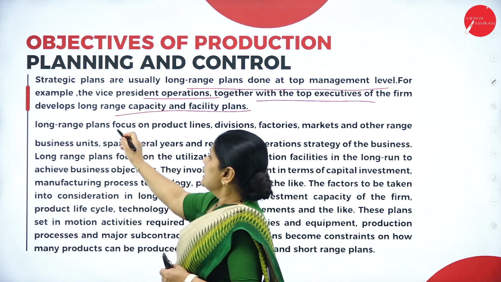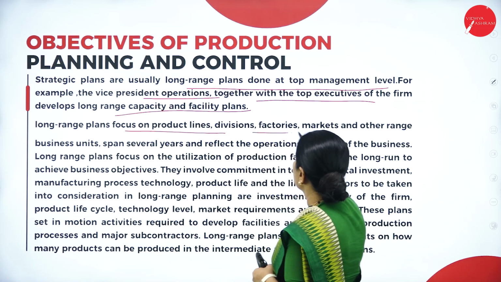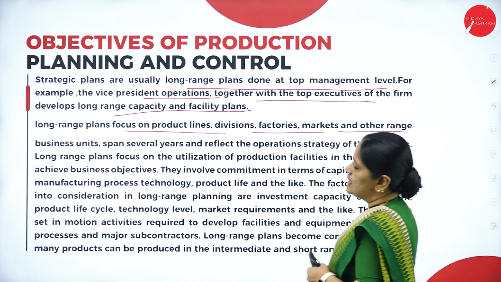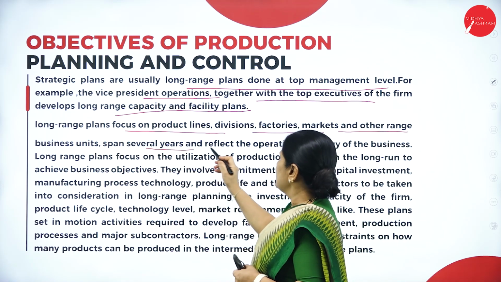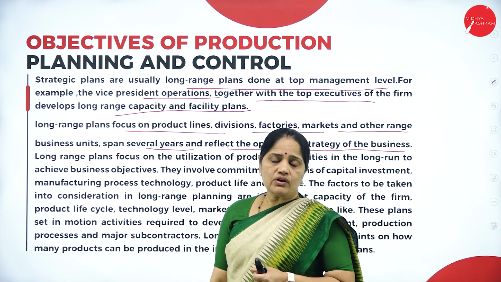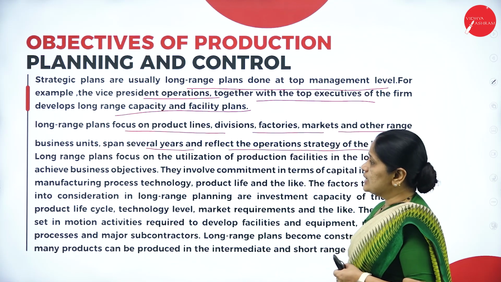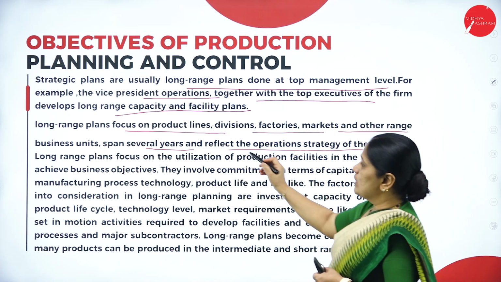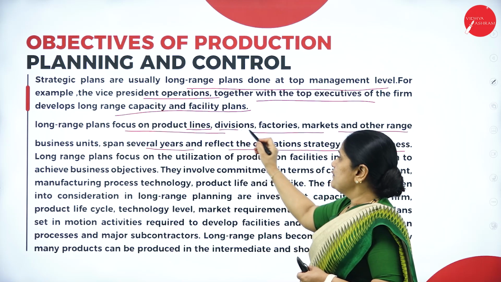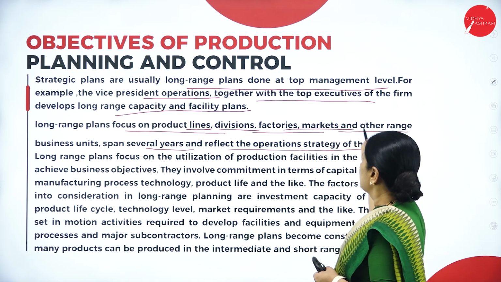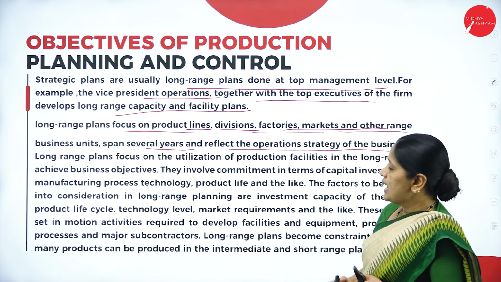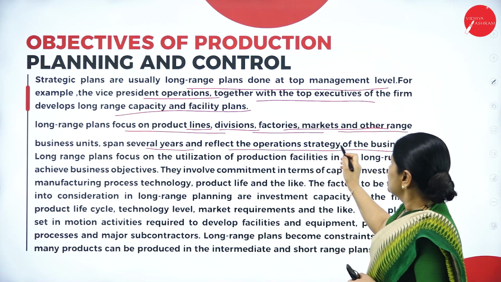Then long range plans focus on production lines, divisions, factories, markets and other business units. They span several years and reflect the operation strategy of the business. So whenever we are planning for the long range, they will be focusing on the product line. What is the kind of product line we have? What are the divisions of products we have? What are the factories? And also it will span many years and it will reflect the operation strategy of the business.